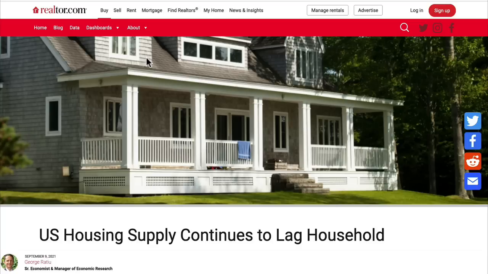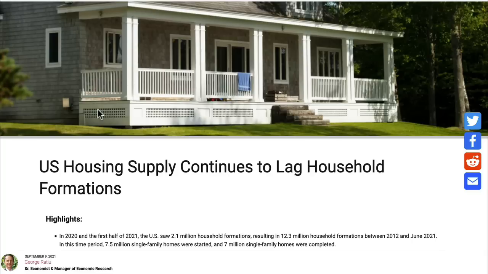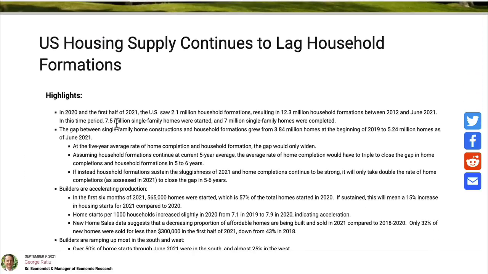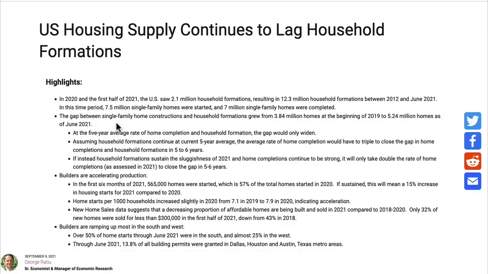This is on Realtor.com. This was posted September 9th, 2021. It's 9 months old, but the trends that we're looking at here don't reverse in 2 or 3 quarters. They take years to reverse. So it is worth looking at the state of affairs at that time. And the first couple of bullet points are important, then we'll look at a chart.